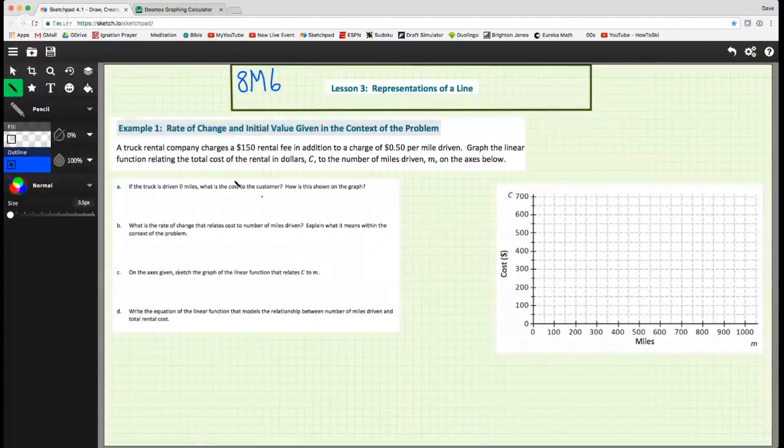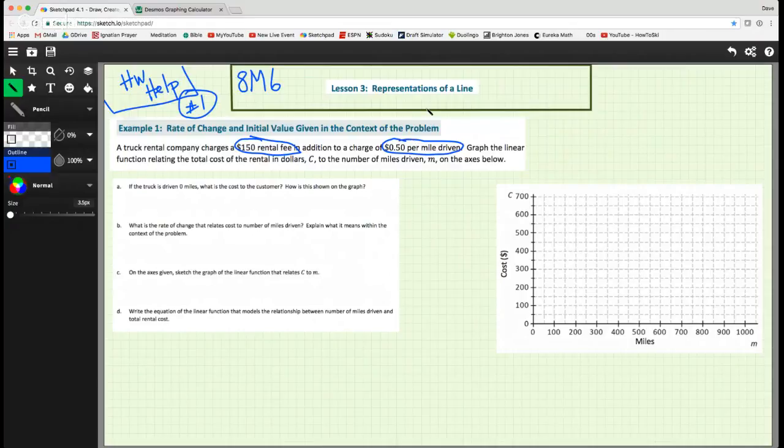Okay. So this is example number 1, and I'm going to call all of this homework help, because everything we're doing here in this video applies directly to the homework examples. Okay, so in this example, you are going to rent a truck, presumably because you're moving, and so there's a $150 rental fee that you have to pay. And then you also have to pay 50 cents for every mile you drive.